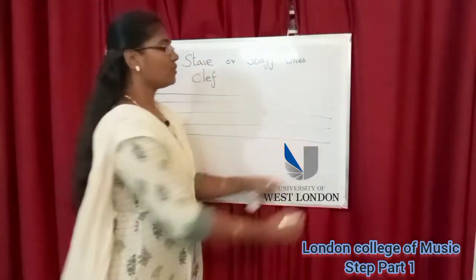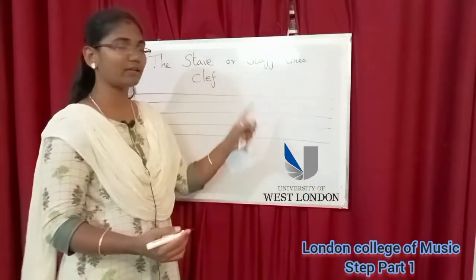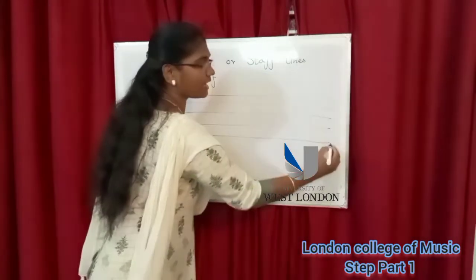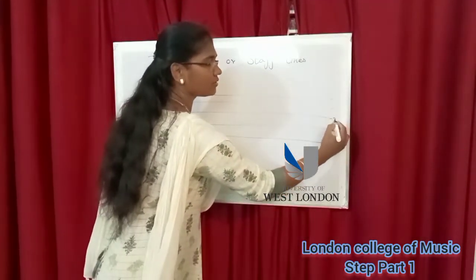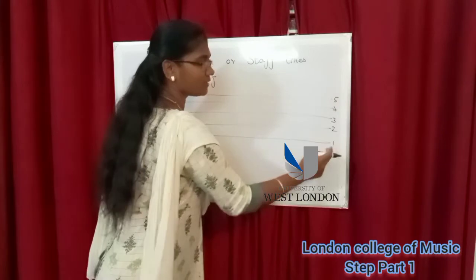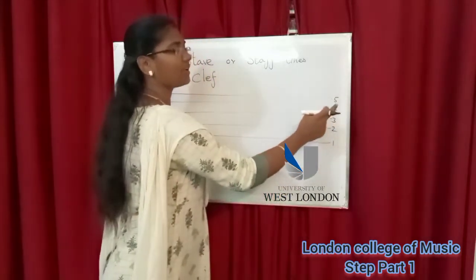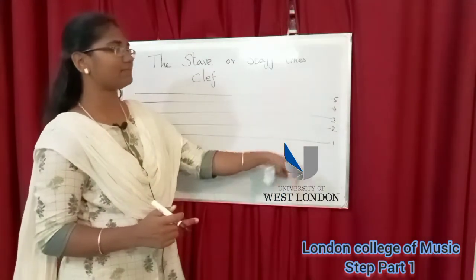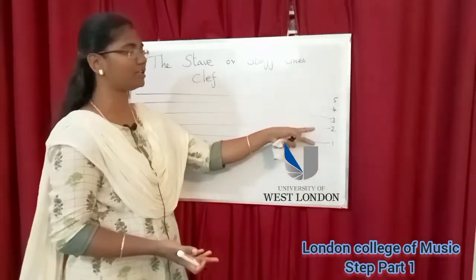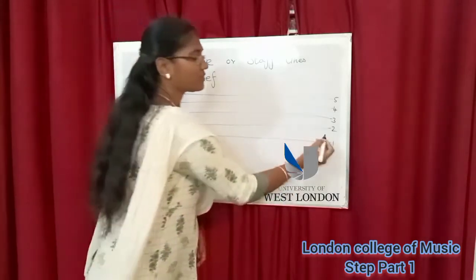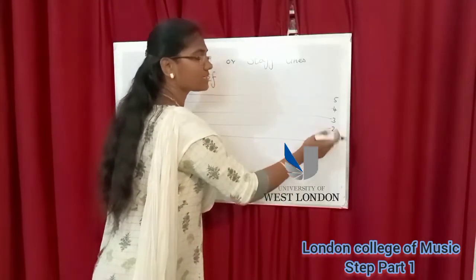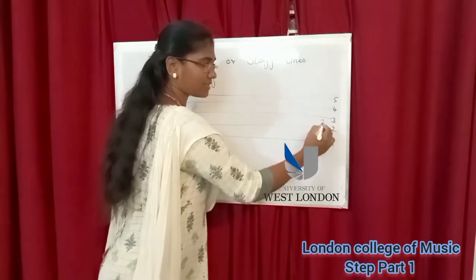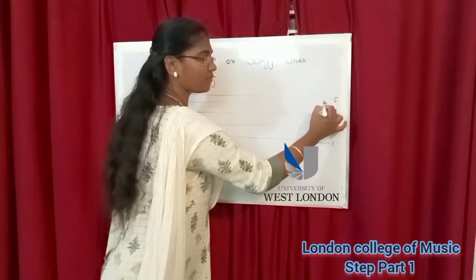So we have to put numbers for those 5 lines. From bottom to top we put the numbers 1, 2, 3, 4 and 5. This is the first line, this is the second line, this is the third line, this is the fourth line, this is the fifth line. In between 2 lines there is one space. So between the first and second line there is the first space, and then this is the second space, this is the third space, and this is the fourth space.